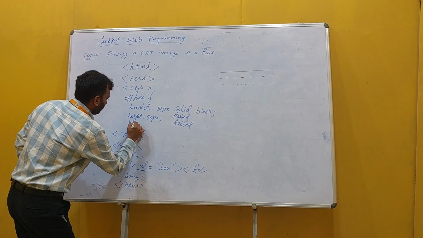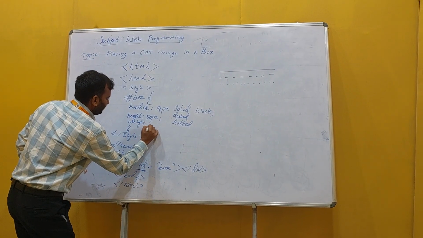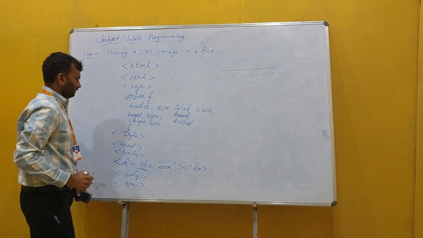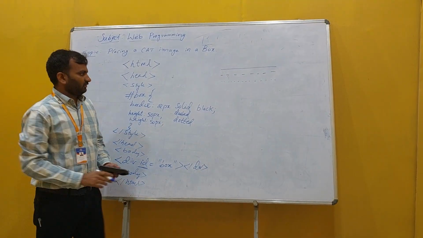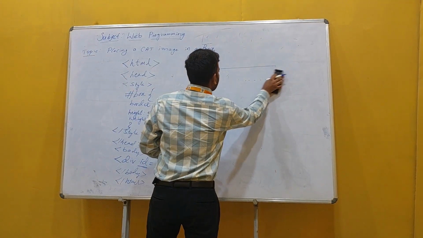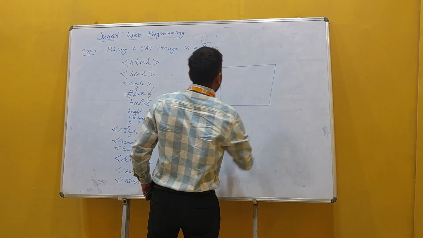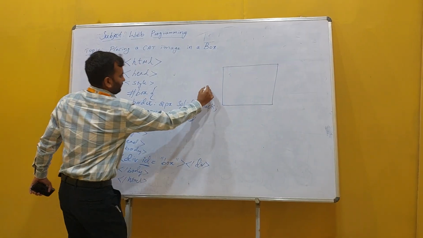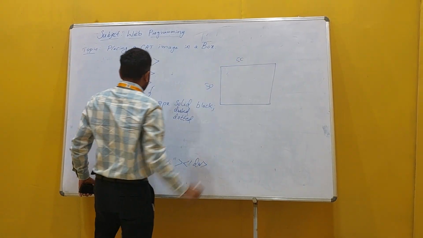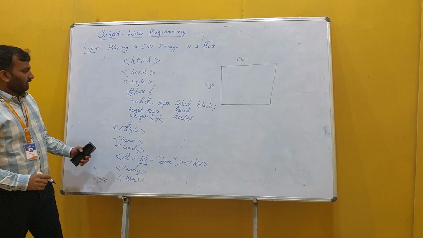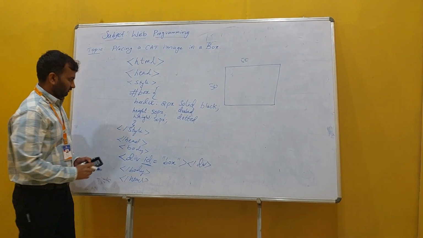I want my box to be of equal height and width, like a square. So I have given the same pixels. My box should be a square, like 50 by 50. Then I want to place my image in the box.